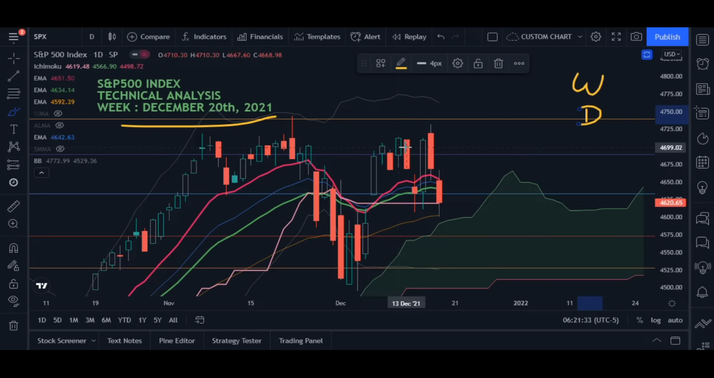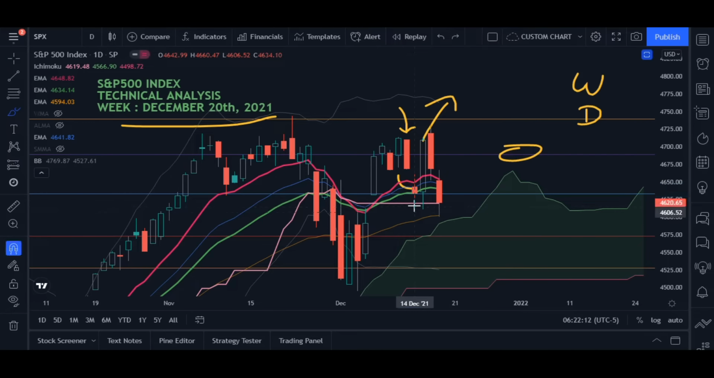I told you that if on Monday and Tuesday, December 13th and 14th, the S&P 500 managed to close above 4690, two consecutive candles, then this index will move up. And if there is only one bearish candle that closes below 4690 on Monday, then for sure, 100%, on Tuesday the market will come down. And you can see the result. This is how the market came down.